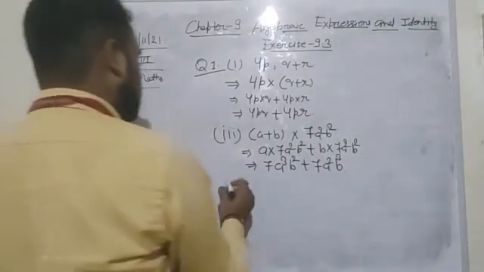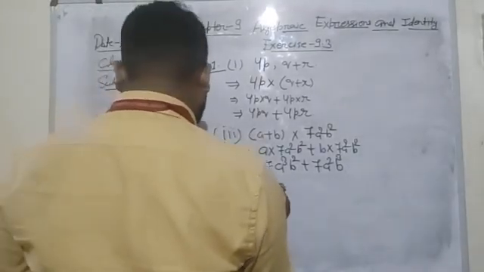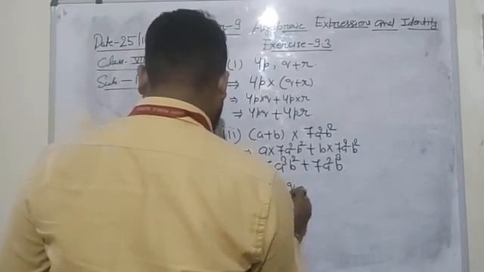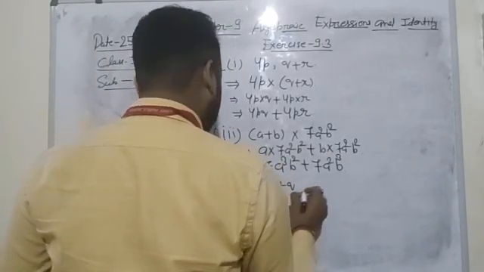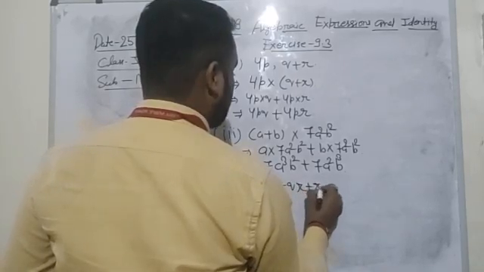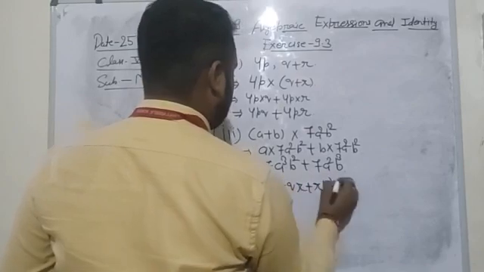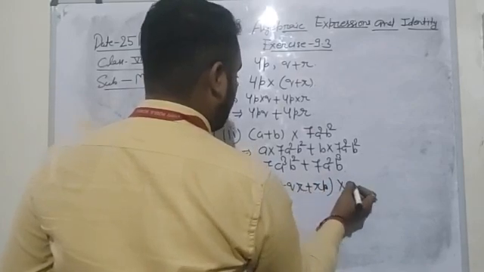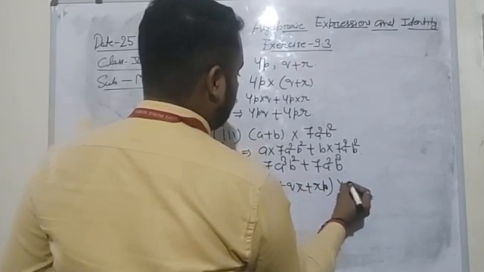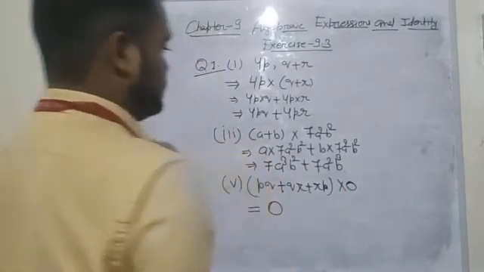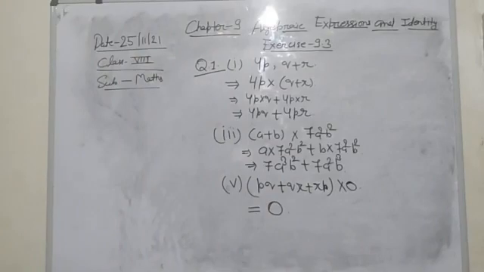And for the last, that is fifth: p³ + qr + rp multiplied by 0. If any expression or any constant is multiplied by 0, then the product is always 0. Now note it down, all the three questions.